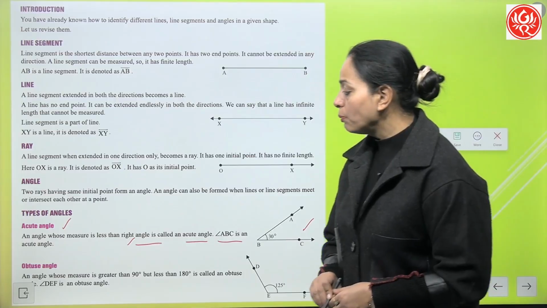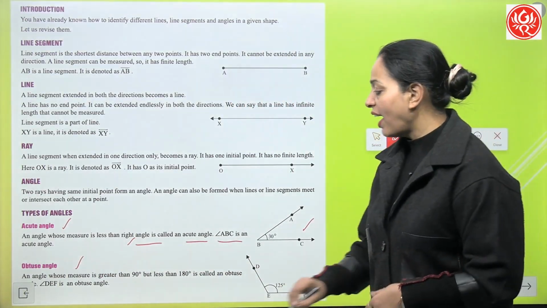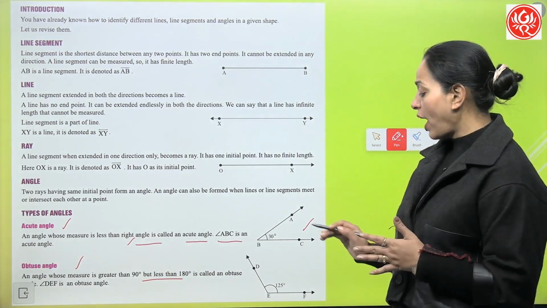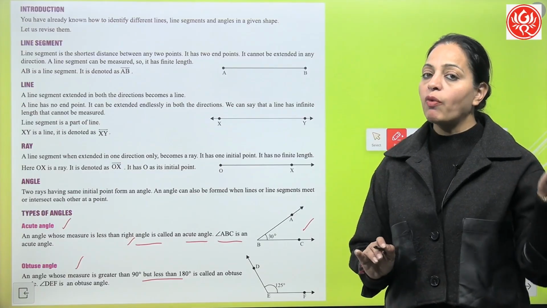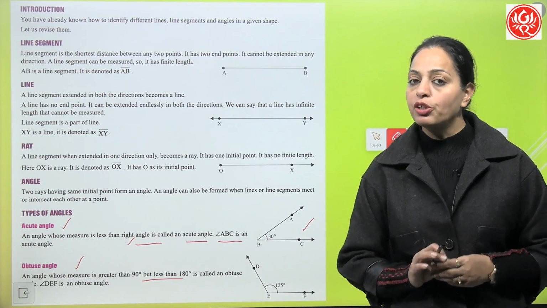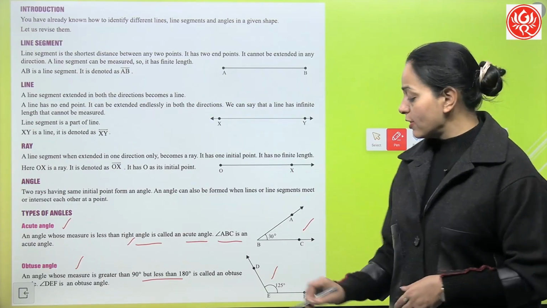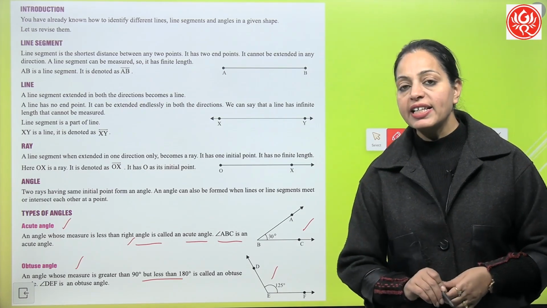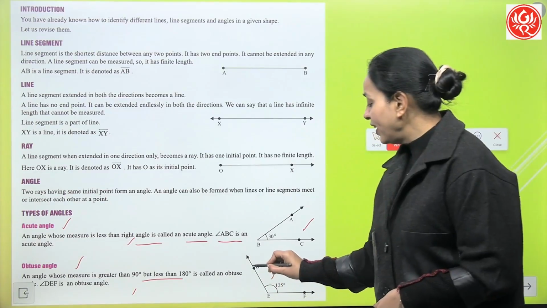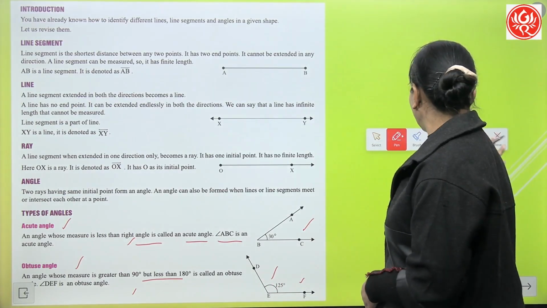Okay. Now obtuse angle, an angle whose measure is greater than 90 degrees but less than 180 degrees. जो 90 डिग्री से बड़ा होगा but 180 डिग्री से छोटा होगा, that angle is an obtuse angle. See, 125 degrees, it is more than 90 but less than 180 degrees. So this angle you can say DEF, this is an obtuse angle, right?